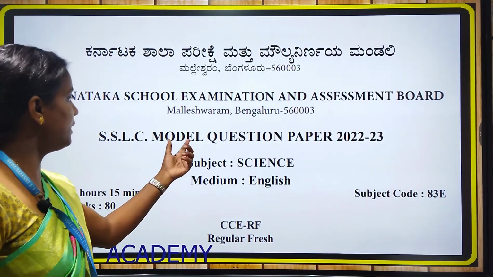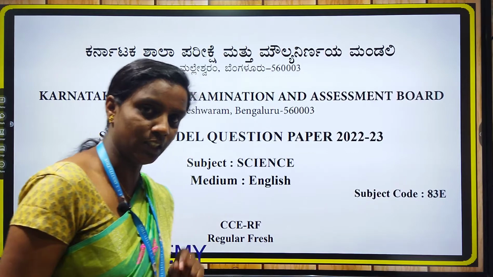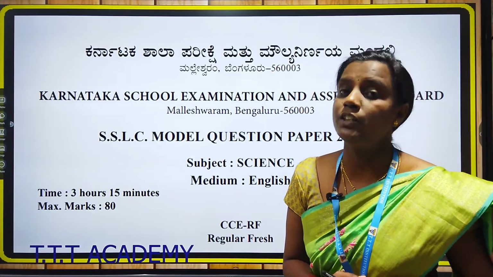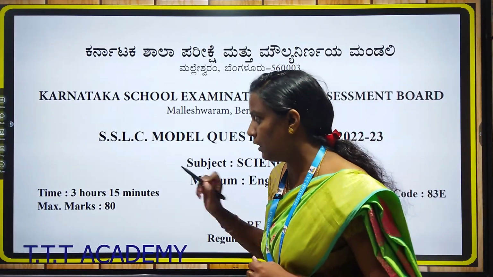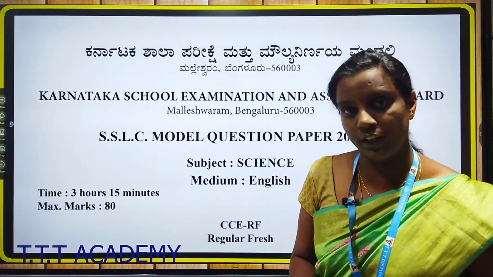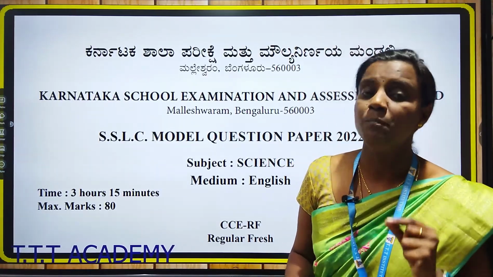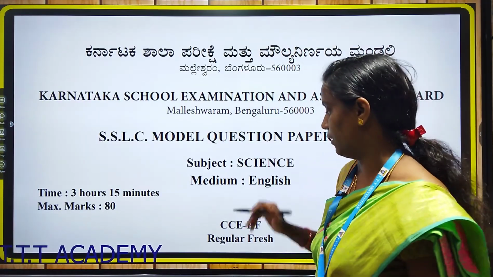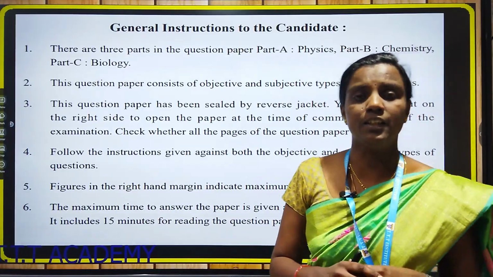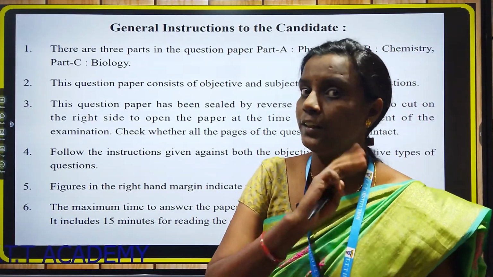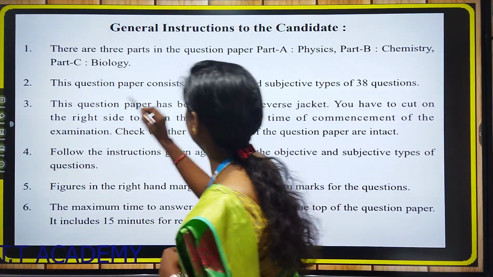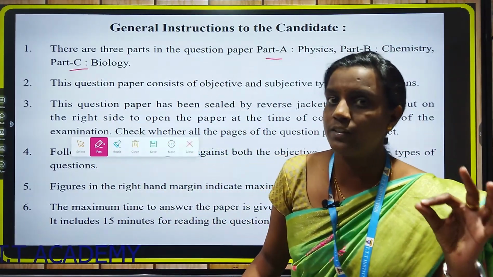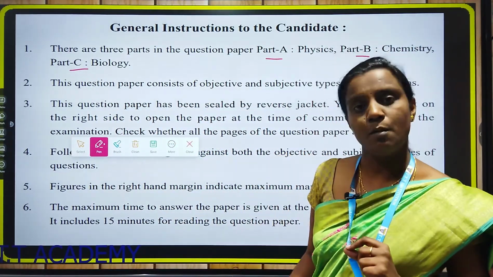See, the subject is science, SSLC model question paper 22-23, and on this side you can see the time duration they have given as 3 hours 15 minutes. This 15 minutes is to read the question paper, okay, fine children. Once you get the question paper, read the questions they have given, and start writing the answer. The question paper has been divided into 3 parts: part A, part B, part C. Part A is physics, part B is chemistry, and part C is biology.